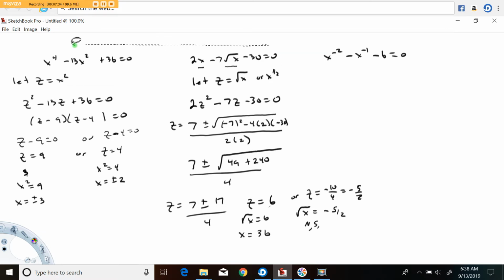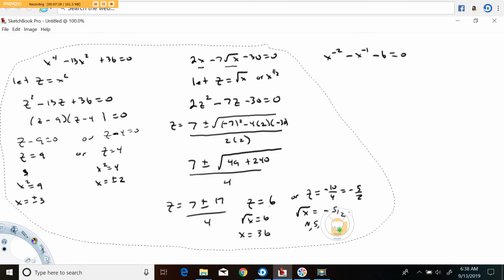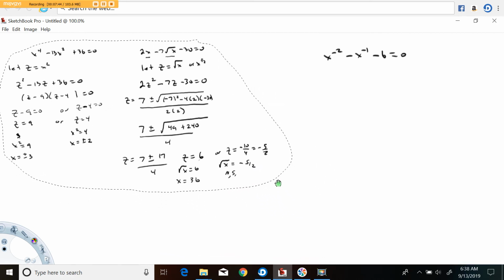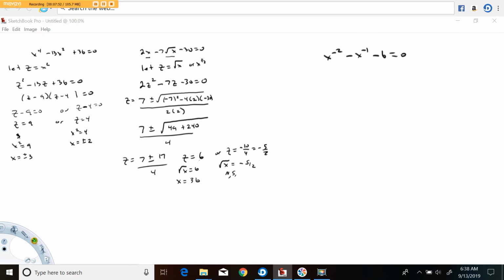And I am going to, again, make myself some more room here to work. I think I'll just shrink that stuff down and move it over. All right, let's see what we can do with this one. Let's start by letting z equal 1 over x, because this is x to the minus 1, or 1 over x, and this is 1 over x squared. So that's going to become z squared minus z minus 6 equals 0.